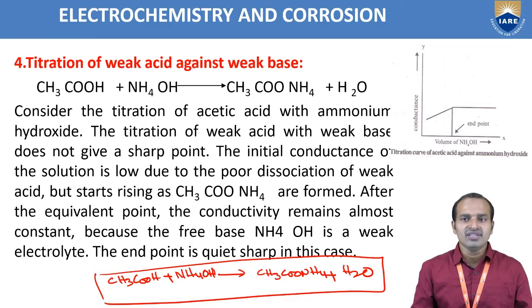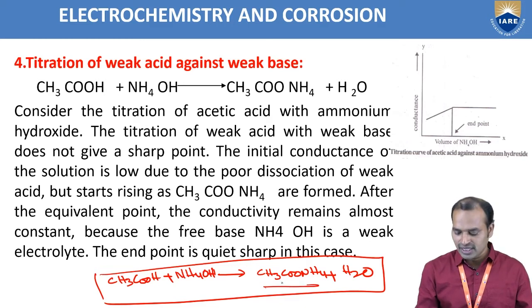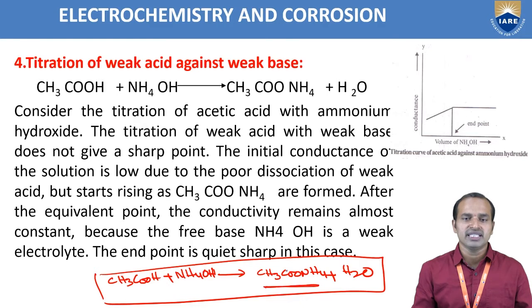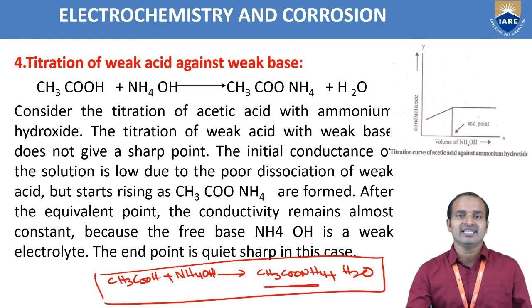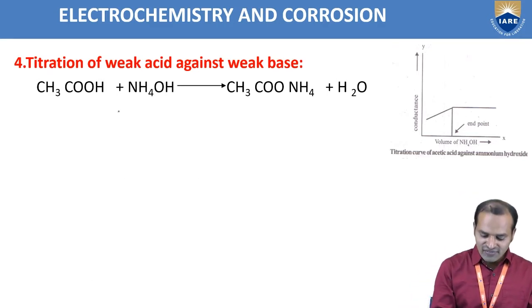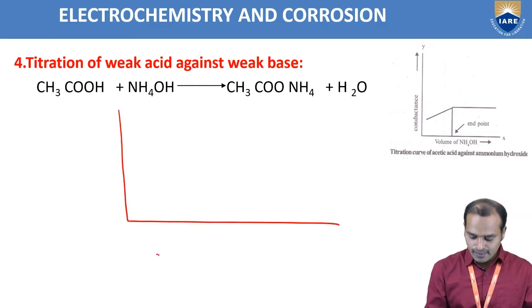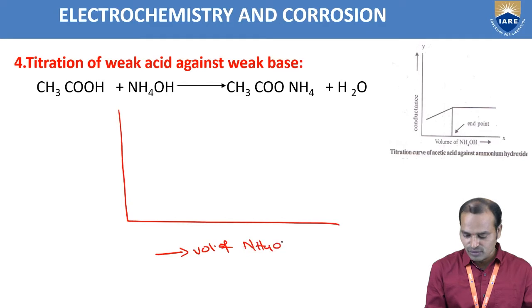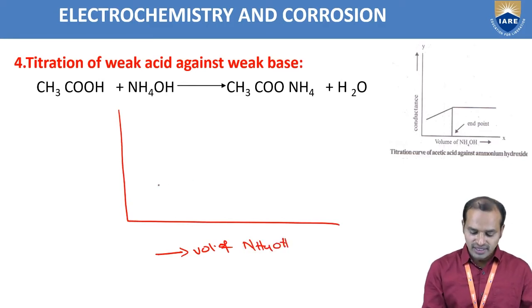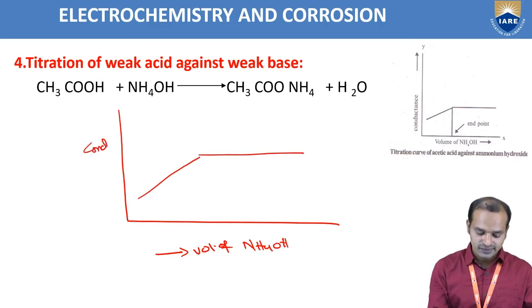Then after the neutralization point, ammonium acetate formation takes place. After formation of ammonium acetate, there is no change in the conductance values. So the graph is like this. Volume of ammonium hydroxide on the x-axis. First the conductance values slowly increase and then there is no change in the conductance.